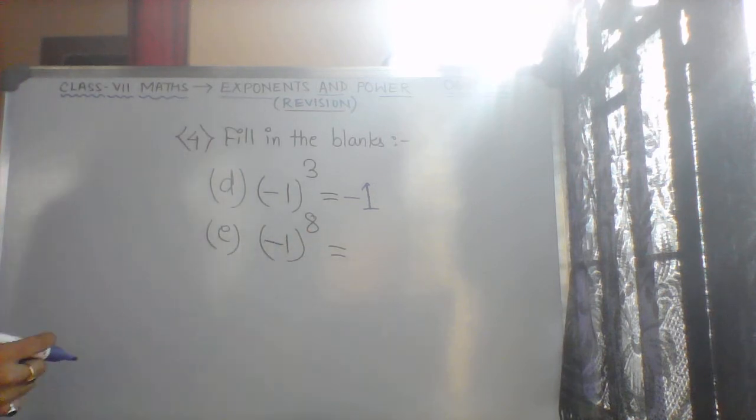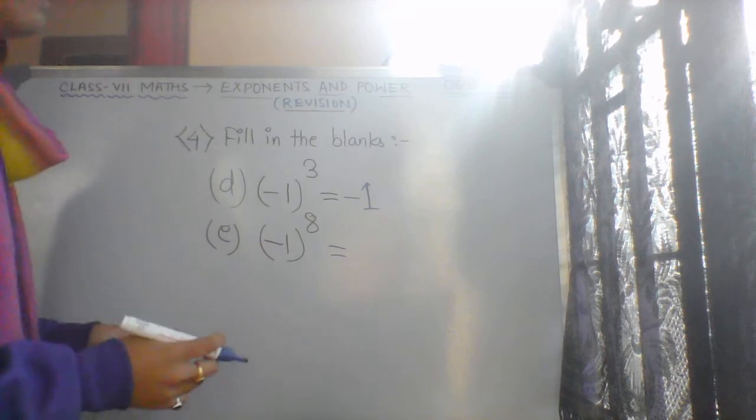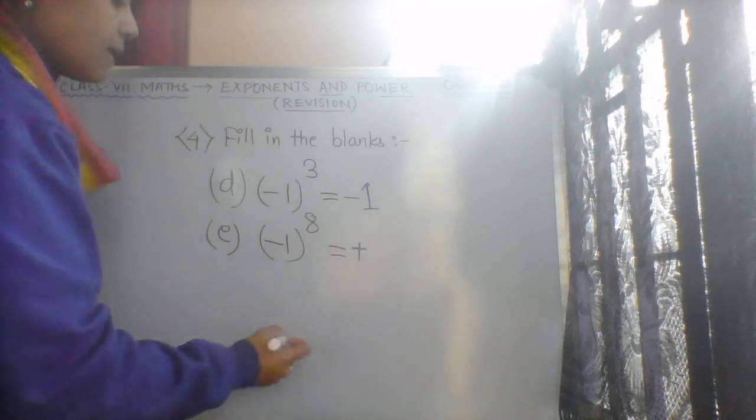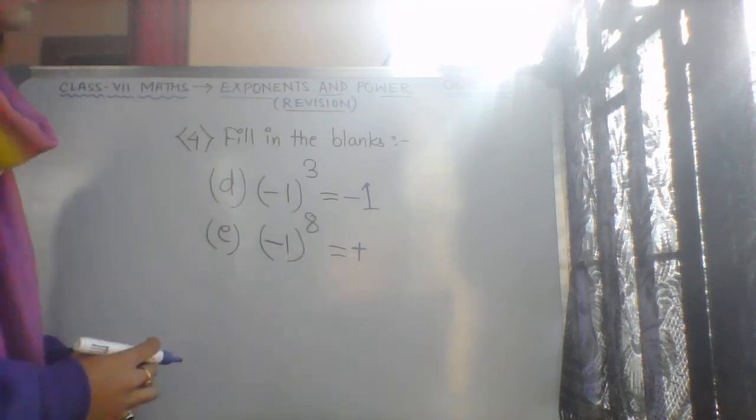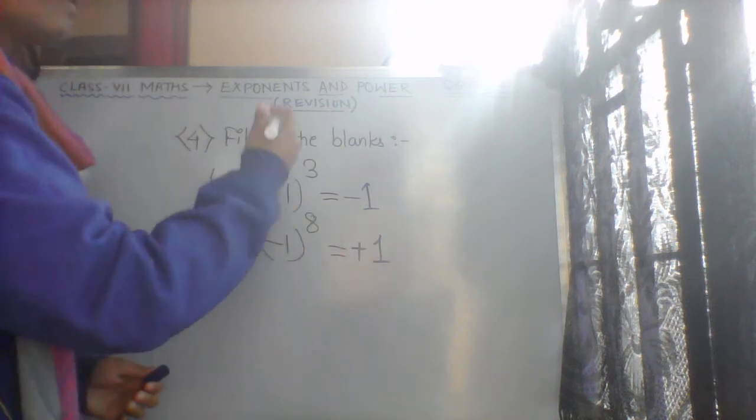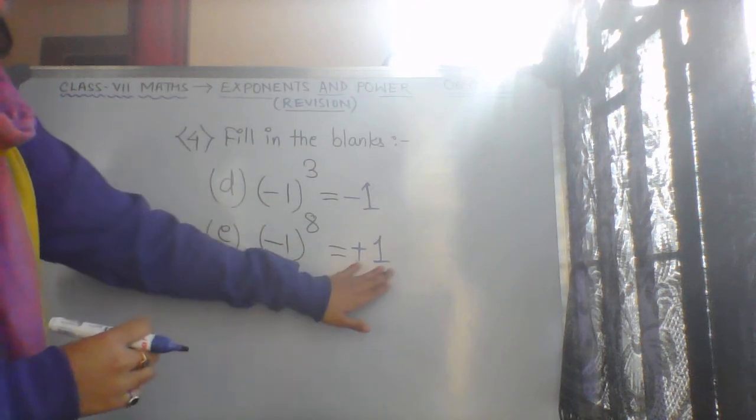8 is an even number. So if you multiply minus an even number of times, we will get plus. And 1 is getting multiplied 8 times, so we will obviously get 1, because 1, however many times we multiply, we will get 1 only.